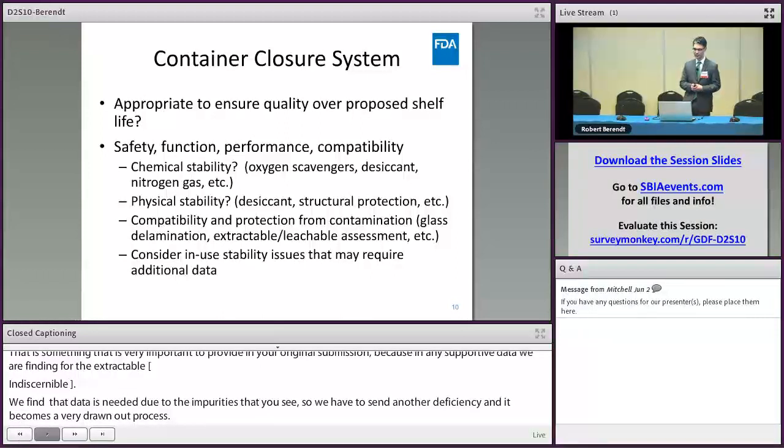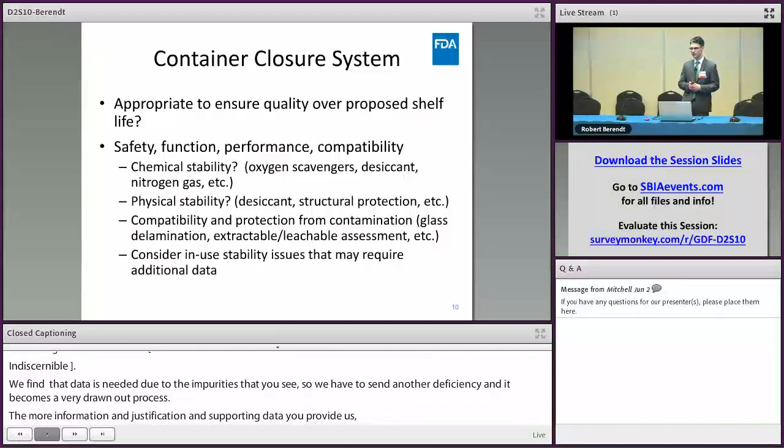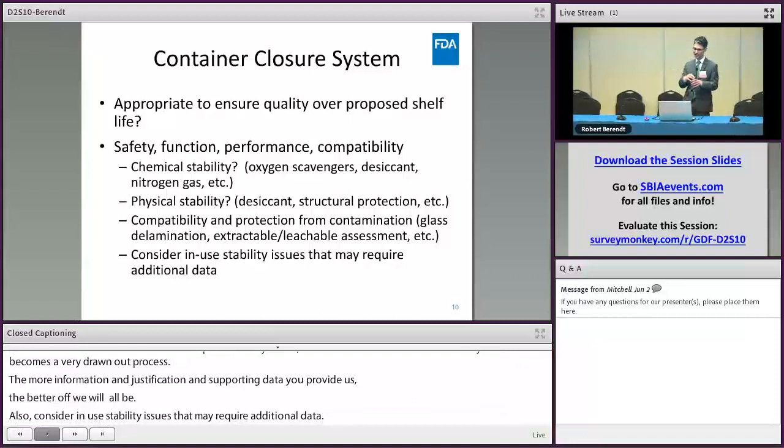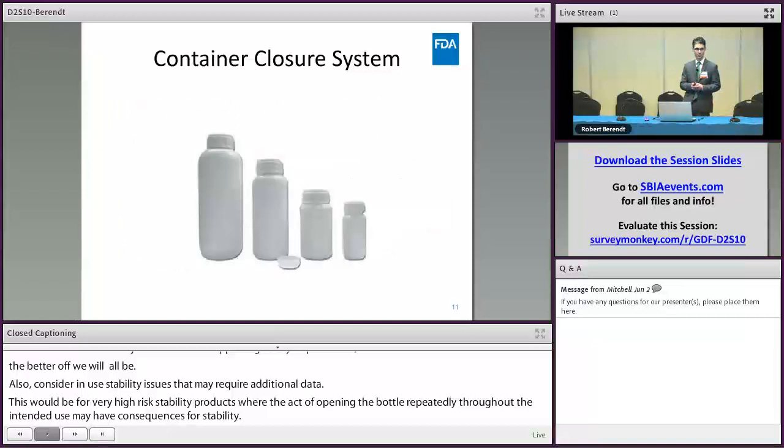Also consider in-use stability issues that may require additional data. So this would be for very high-risk stability products where the act of just opening the bottle repeatedly throughout the intended use may have consequences for stability. And this is not a routine deficiency that we would issue, but again, a risk-based consideration.